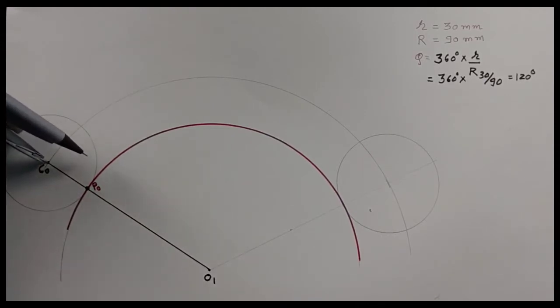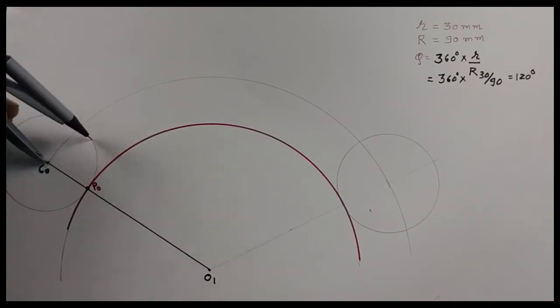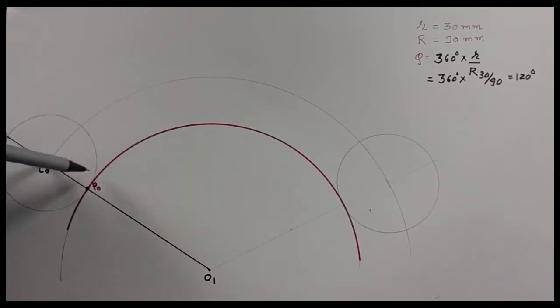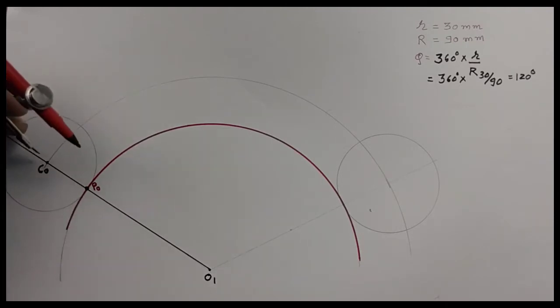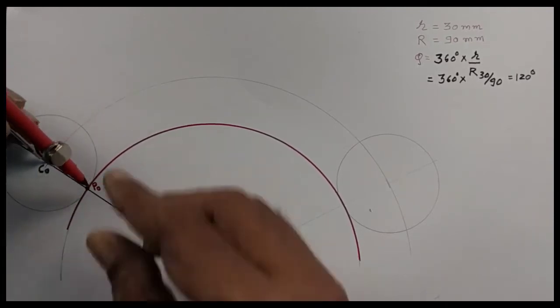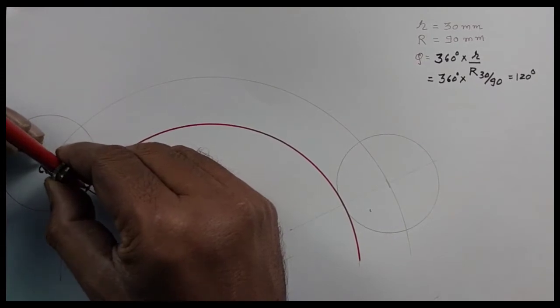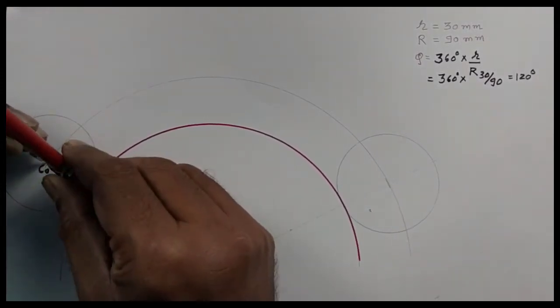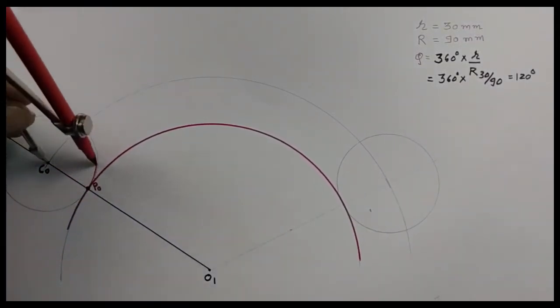Keeping C0 as the center, we draw the rolling circle position. So your C0 is the center, and you can create your rolling circle position.